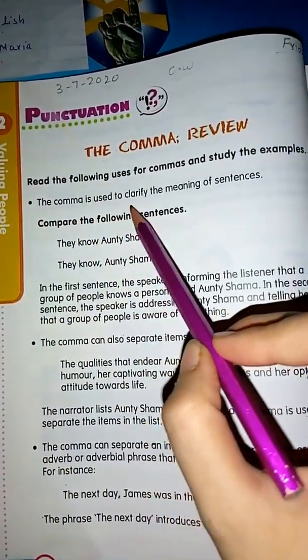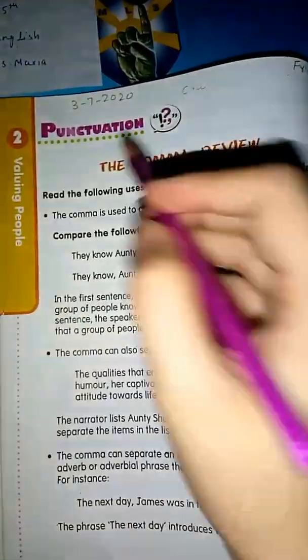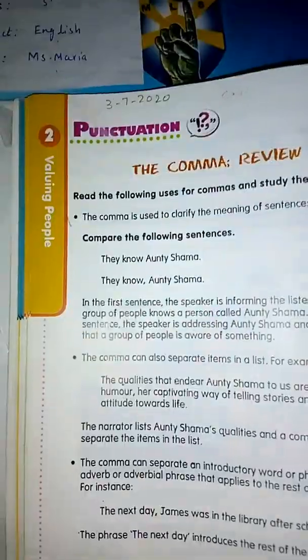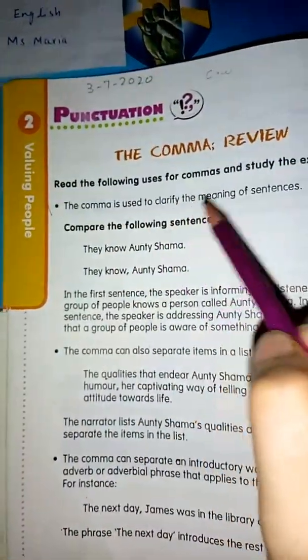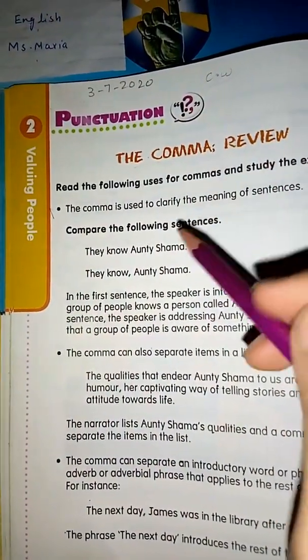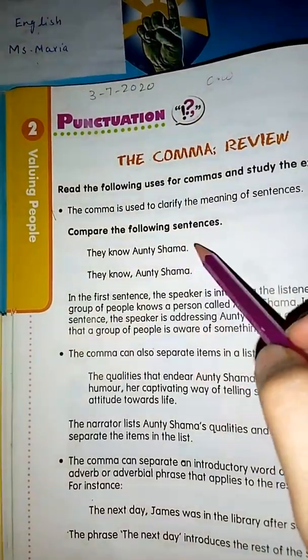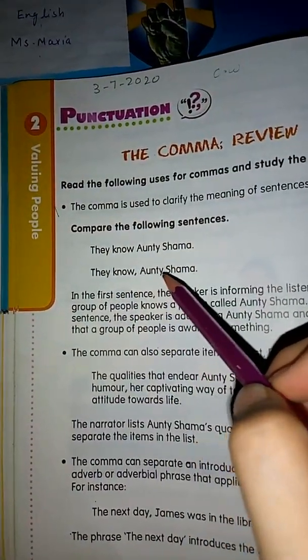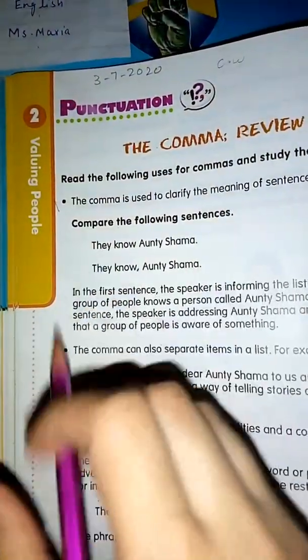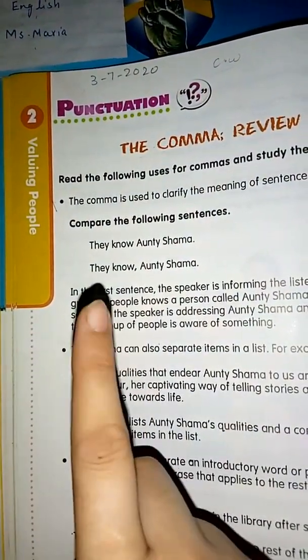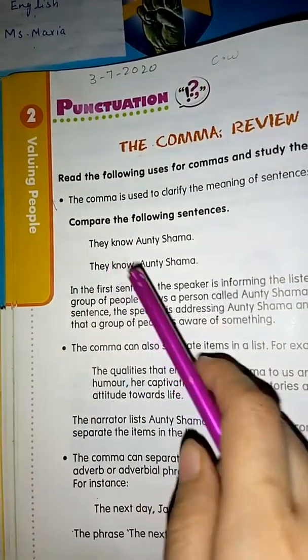Now the comma is used to clarify the meaning of a sentence. First one, what is the purpose of using the comma? It clarifies the meaning of the sentence. Okay, compare the following sentences. They know Auntie Shama. They, know Auntie Shama. Okay, they are talking about two things. One is they know, and the second one is to whom?